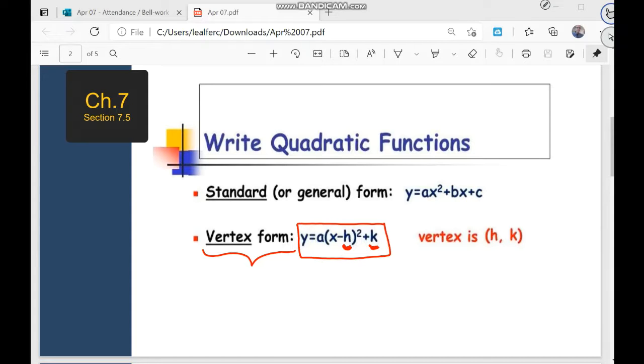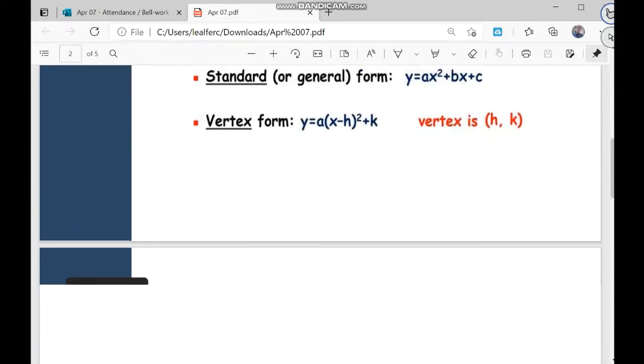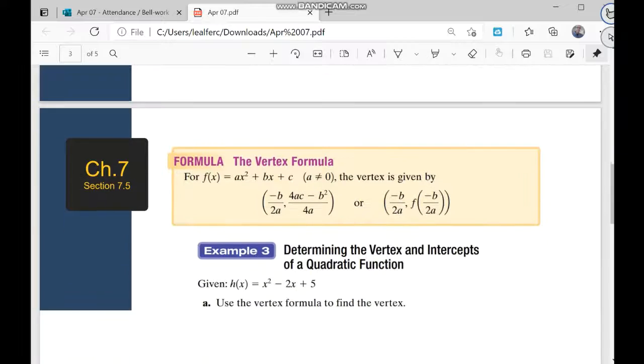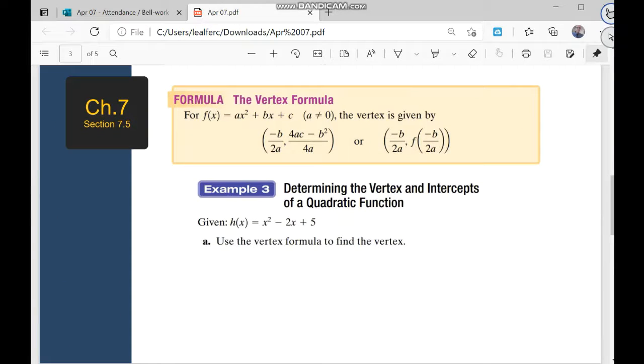But this is not always the case. Most of the time we will find the quadratic function in this form here. This is called standard form or general form. If you find the quadratic function in a different form, like standard form, you cannot just see straight away the coordinates of the vertex. We need another way, another method. And then we have a formula. Check this out, the next slide. We have a formula to calculate the coordinates of the vertex.